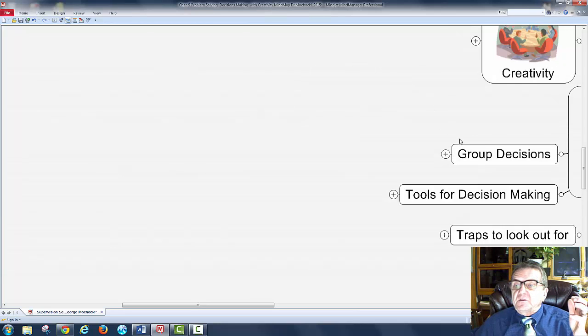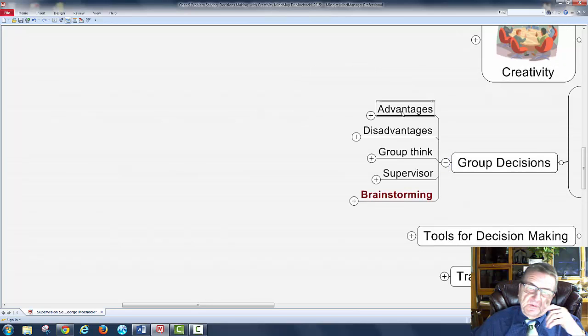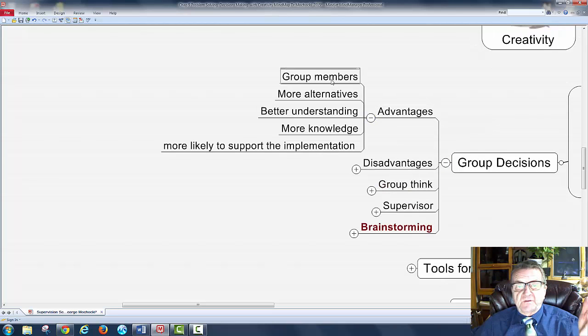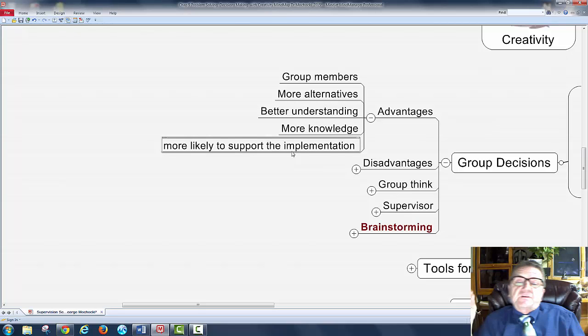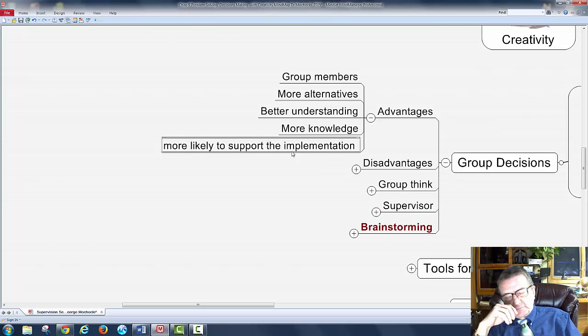Now, the other thing we're going to talk about is group decision. What are some advantages of group decision? Group members bring more alternatives, a better understanding of what the problems or the solutions are, more knowledge, more people coming in there, and they're more likely to support the implementation. We're going to talk about the disadvantages. Okay, so you get more input.